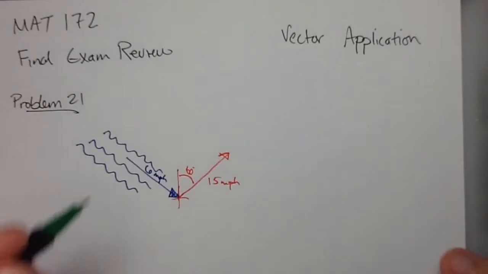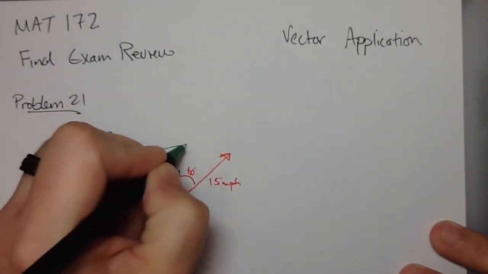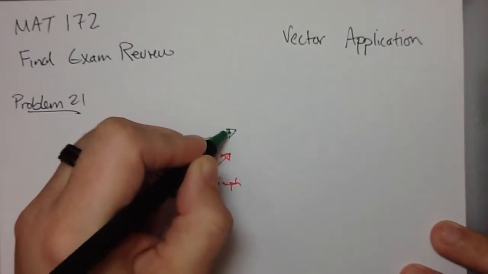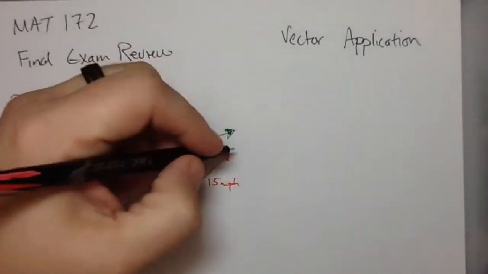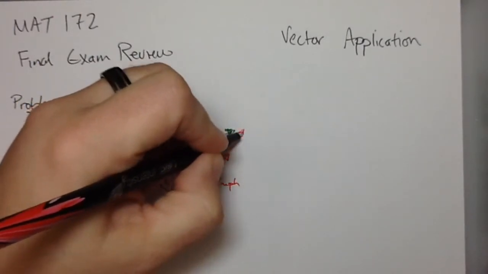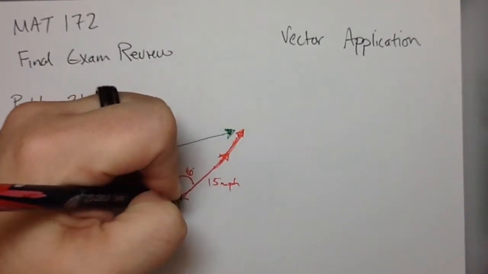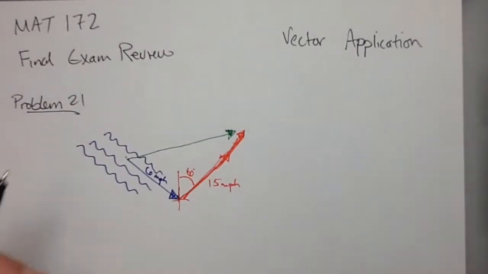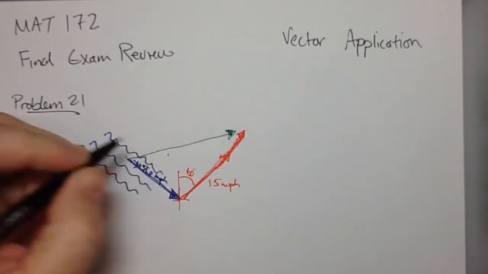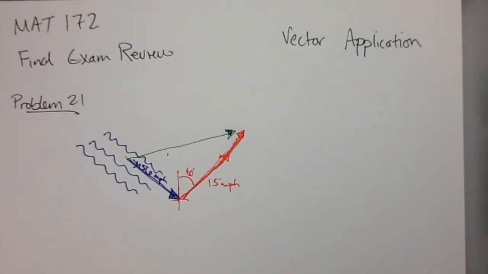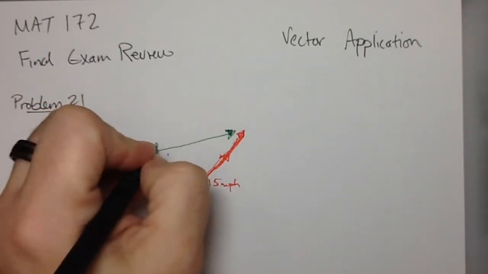So that's going to be this vector that connects the two of them. Because 15 miles an hour is more than 6, this arrow should be longer, right? So this is 15 miles an hour. This is 6 miles an hour. And this is 45 degrees. And we're asked to find the true velocity.